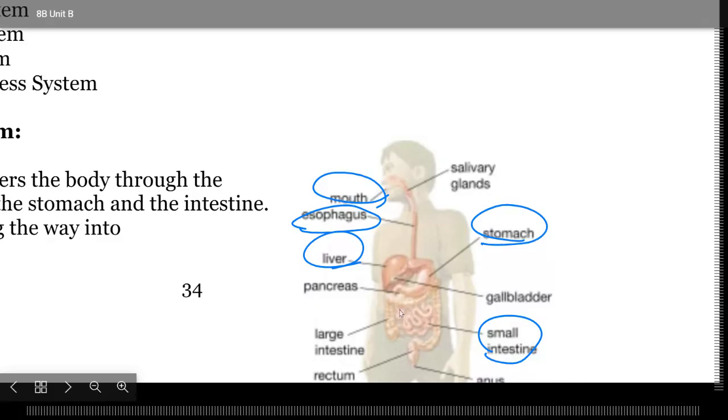Now, what happens in the large intestine? Inside the large intestine, there are no villi, so no nutrients are being absorbed. It is only water and excess salt that the body might need that is being absorbed by the large intestine. As this absorption is happening, a soft mass, which is poop, is made in the large intestine.